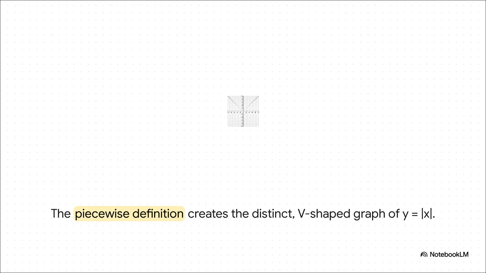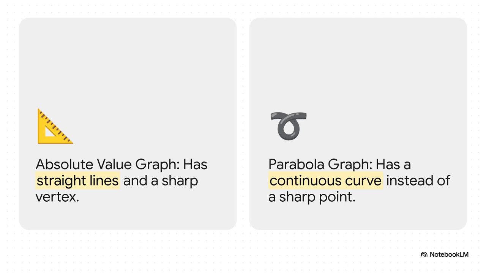You stick those two lines together and what do you get? This perfect, sharp, iconic V shape, with its point sitting right there at the origin. And seeing this V-shape helps clear up a really common point of confusion. You might be thinking, hey, that looks kind of like a parabola. And you're not totally wrong, but they are fundamentally different. An absolute value graph is made of two perfectly straight lines that meet at a sharp point. A parabola, on the other hand, is a smooth, continuous curve, no sharp corners.